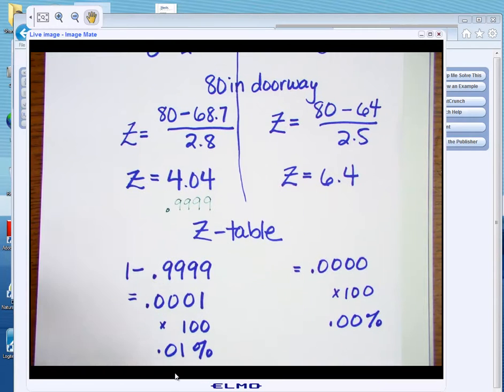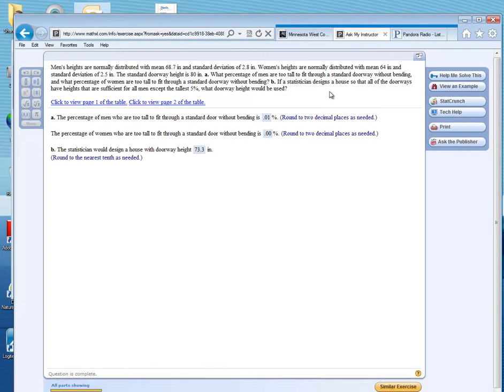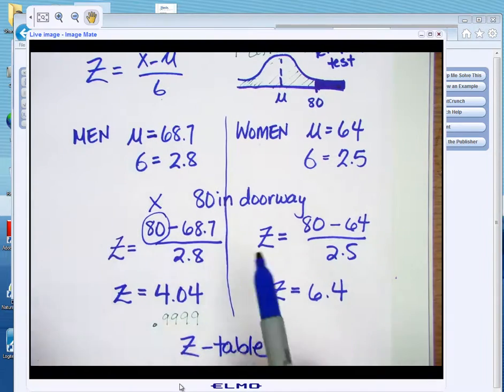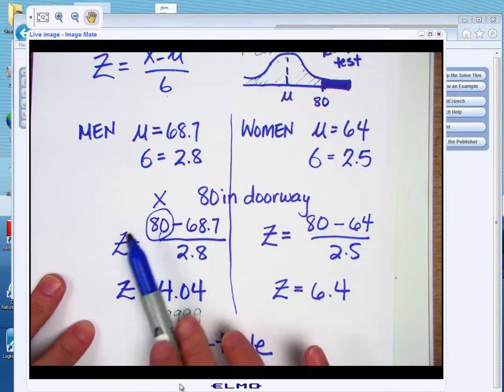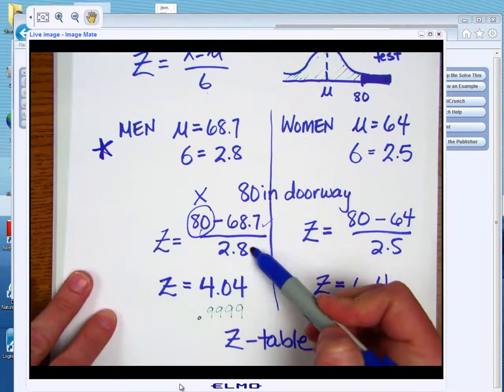The last part of that problem asked me to determine, if a statistician designs a house so that all doorways have heights that are sufficient for all men except the tallest 5%, what doorway height would be used. So now I want to figure out this value. It's no longer going to be 80. I'm going to deal with the men because that's what it says. I'm going to deal with this and this.